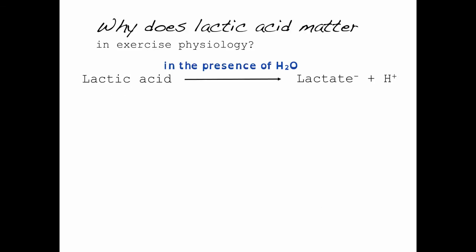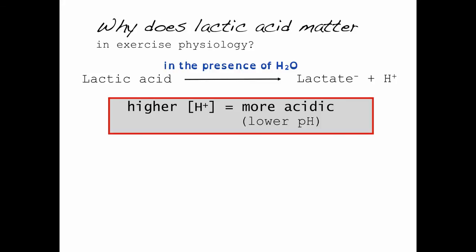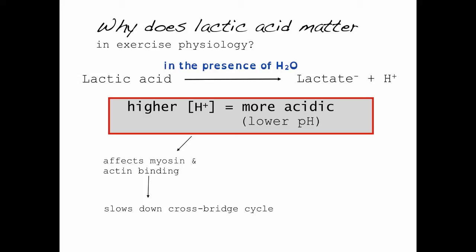So why does lactic acid matter in exercise physiology? We know that as hydrogen ion concentration increases, the tissue and the blood surrounding the tissue becomes more acidic. That is, it has a lower pH, and this is going to have a number of effects in the cell. One of the things we know is that a higher hydrogen concentration affects how myosin and actin bind to one another. And we know from numerous studies that this is actually going to slow down the cross-bridge cycle, meaning that muscle contraction is going to be inhibited.